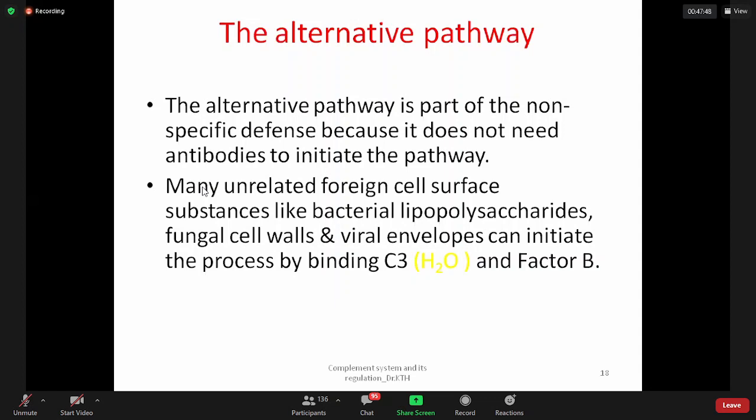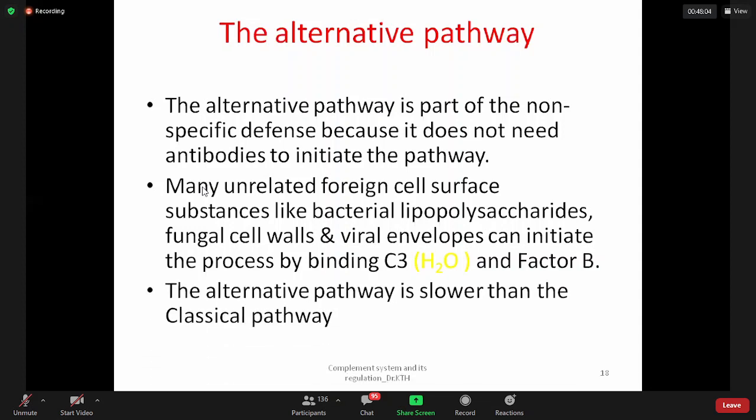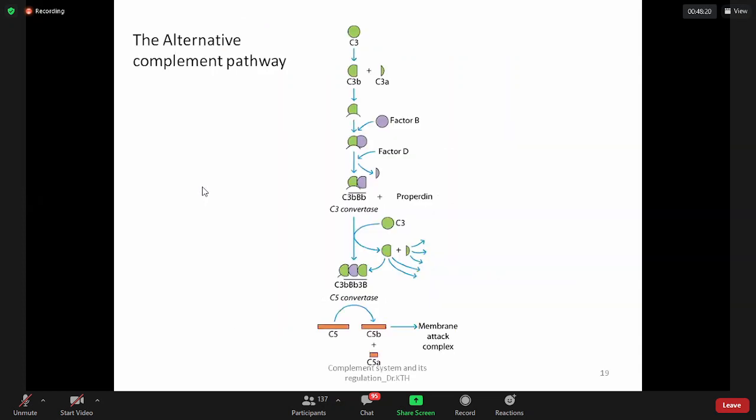This might be a bacteria, it might be a fungus, it might be a virus. And the moment you have any of those antigens, this will initiate binding of C3, and then a factor called factor B. Like you can imagine, if you do not have an antibody pre-existing, then you end up with a slower response. So the alternative pathway is much slower than the classical pathway, okay? So this is what happens.